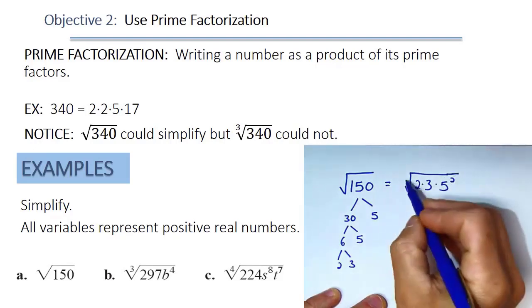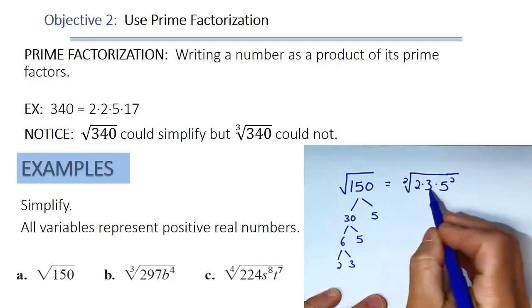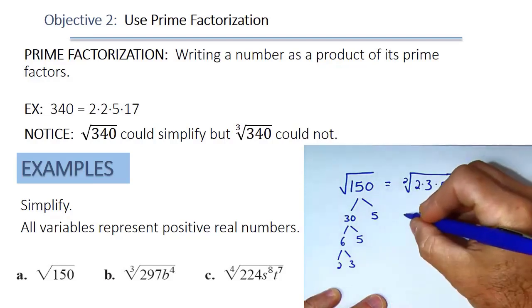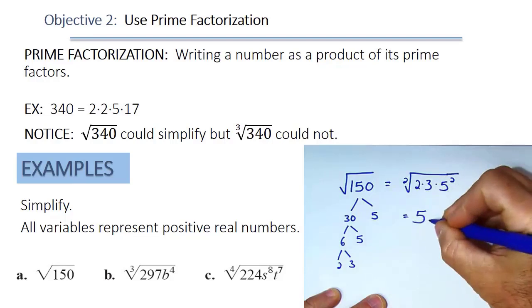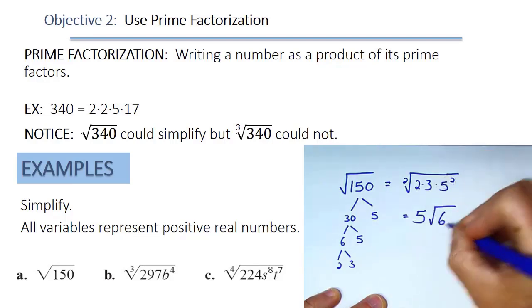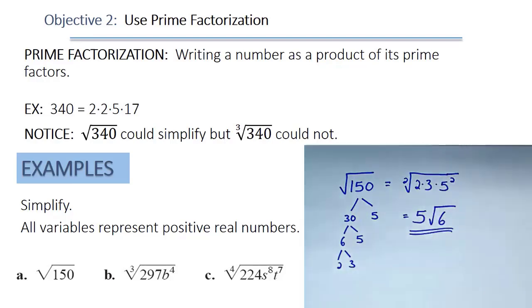But then you can see, since our index is 2, that the 5 escapes and the 2 and the 3 don't. And so what we're left with is 5, which escapes, and 2 times 3 is 6. 5 root 6.